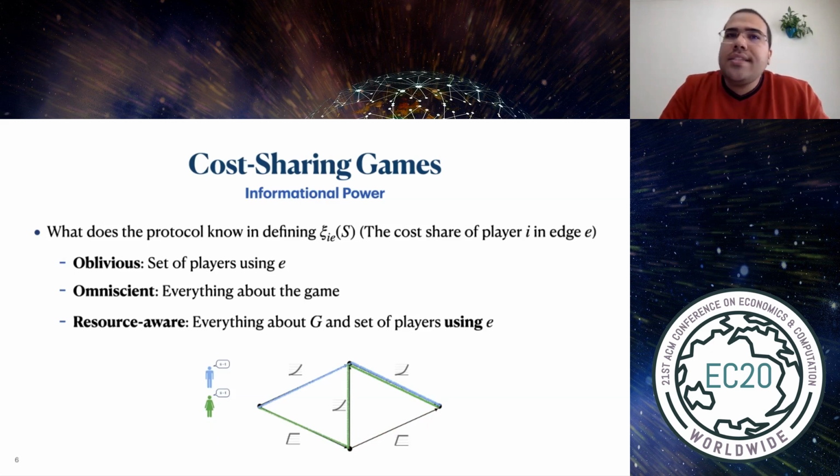In contrast to these two extremes comes the middle ground class of protocols that know everything about the graph, but nothing about the players who are not using this specific edge. We call such protocols resource-aware protocols. It's clear that we have more information in resource-aware protocols than in oblivious ones. But it's not clear how we should use this information to achieve better price of anarchy. In this paper, we use this extra information to design efficient resource-aware protocols.